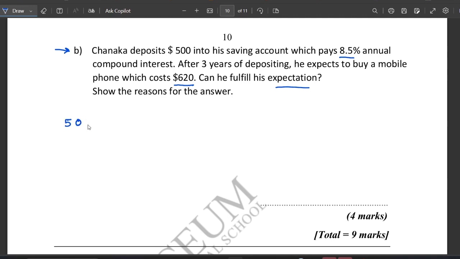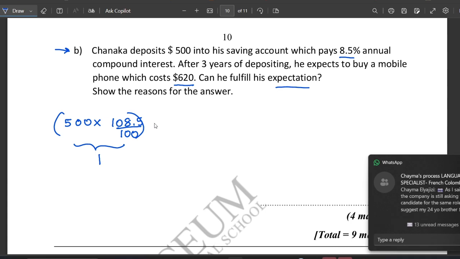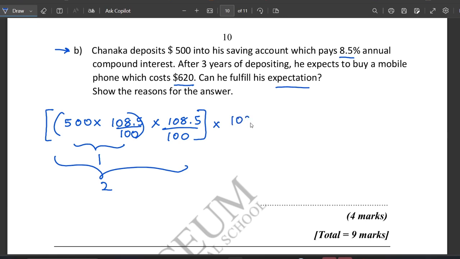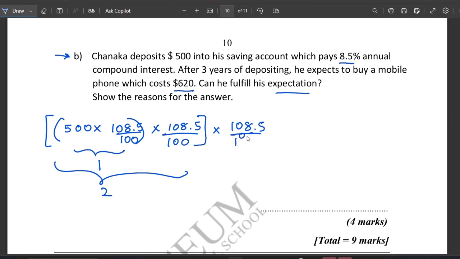So first year he gets 500 times 108.5 over 100. This is for 1 year. Next year also he gets 108.5 over 100. This is for all the second year. Next year also he gets 108.5 over 100. This is for all the 3 years.